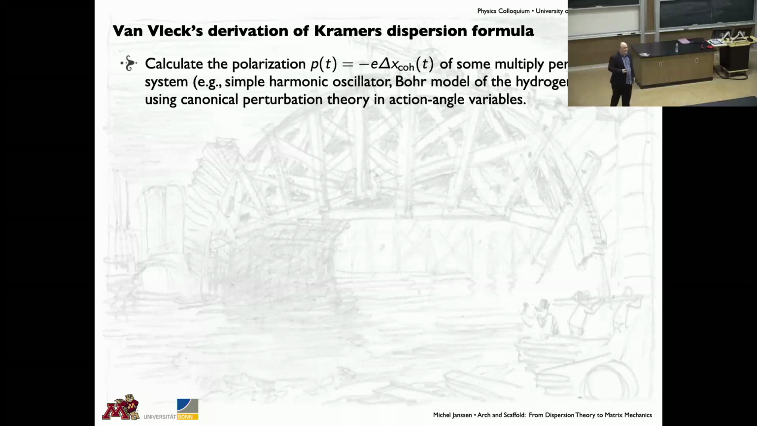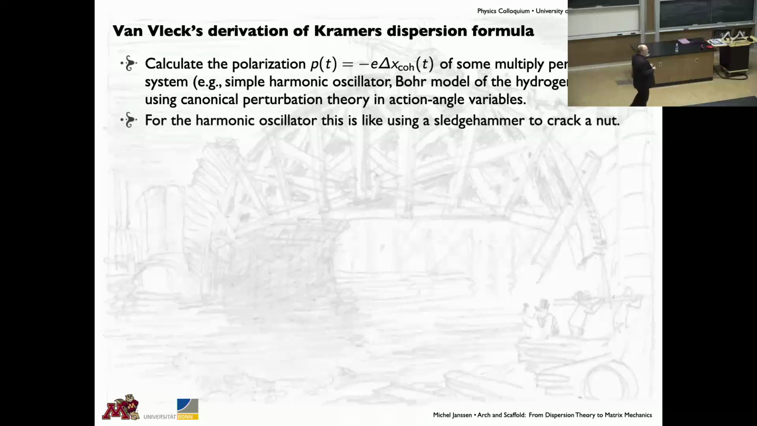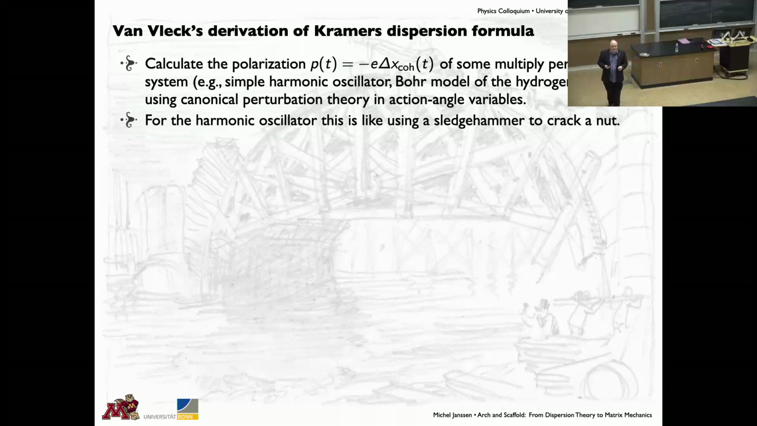The ugly calculation. I'm going to go fast. I just want to give you sort of an impression of how this goes. You can read the gory details in the papers. So you need to calculate the polarization of some multiply periodic system. And I'm going to just do this for a simple harmonic oscillator. That's going to be messy enough. And you're going to do this in canonical perturbation theory and action angle variables. Now, of course, if I do this for the harmonic oscillator, this is really like using a sledgehammer to crack a nut, right? We just did that calculation.